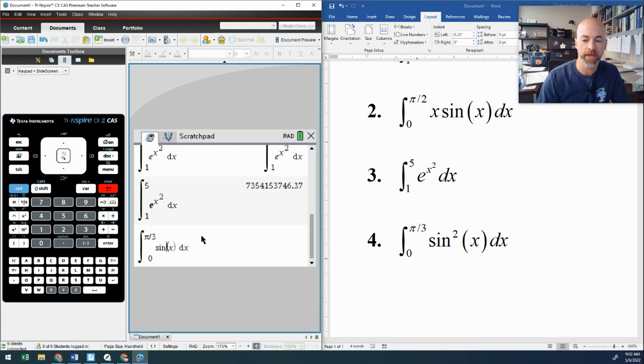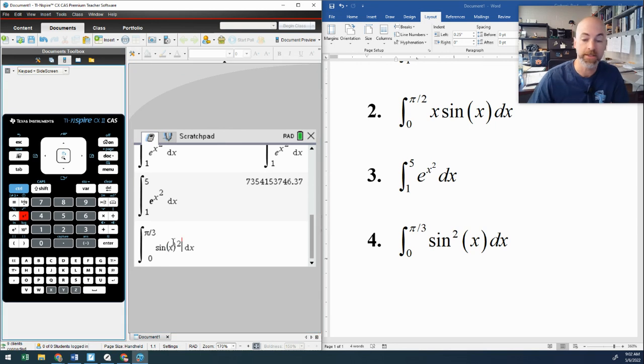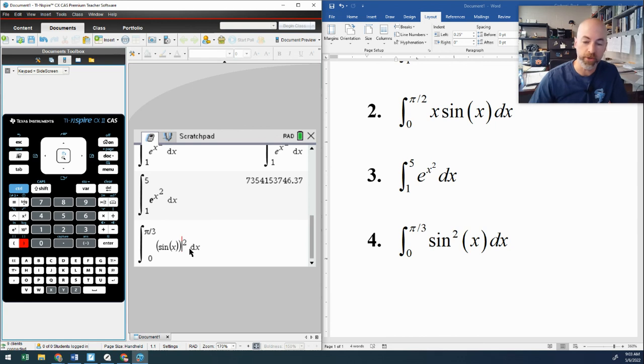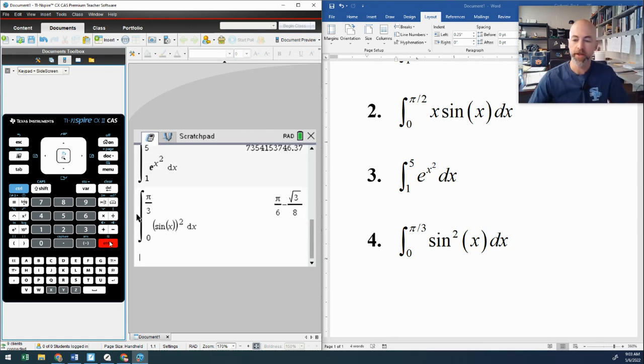To fix that, all we have to do is put that exponent over here after the parentheses around the argument for sine, after your angle. If you want to put an extra set of parentheses to make yourself feel better, you can put parentheses there and there. Oh, that's not what I wanted. Let's go down. There, so if you want to wrap the whole thing in parentheses, you could do that as well. That's not necessary, but some people just feel better that way. Hit enter, and you get pi over 6 minus root 3 over 8.